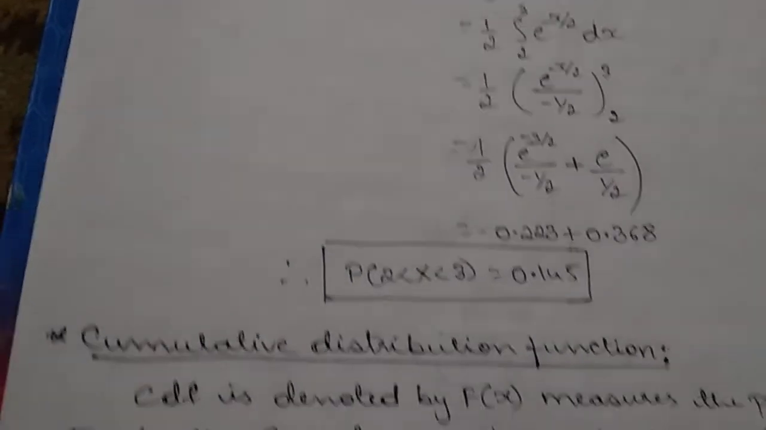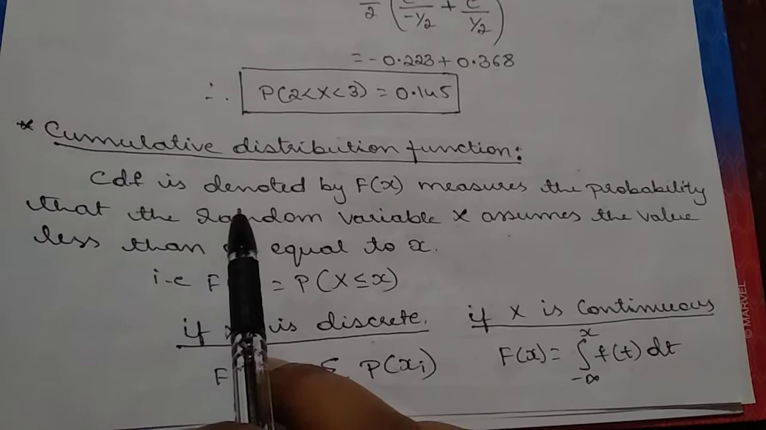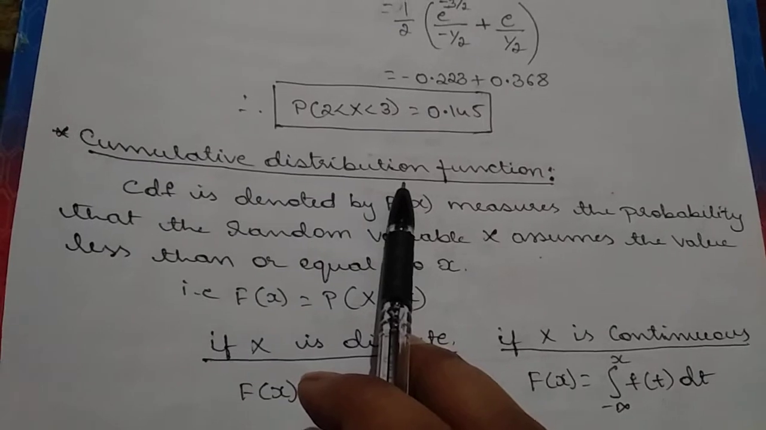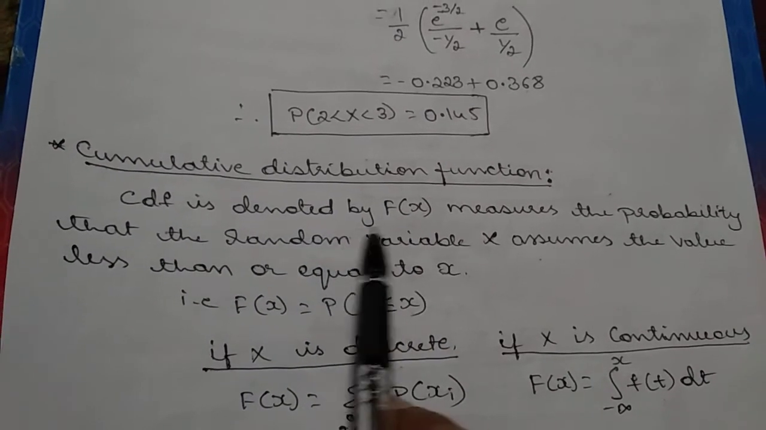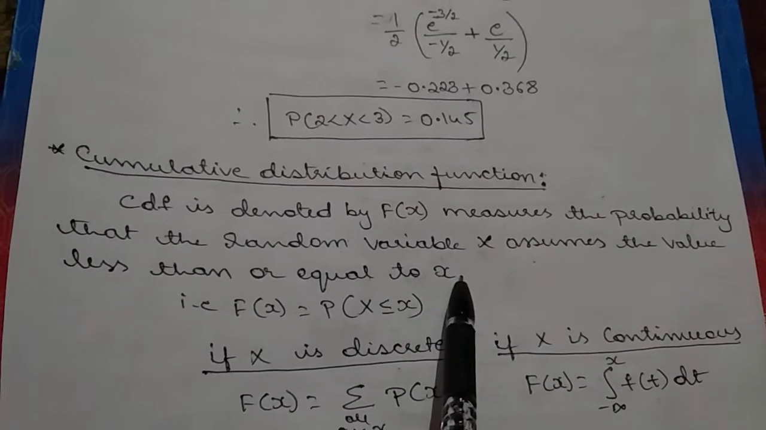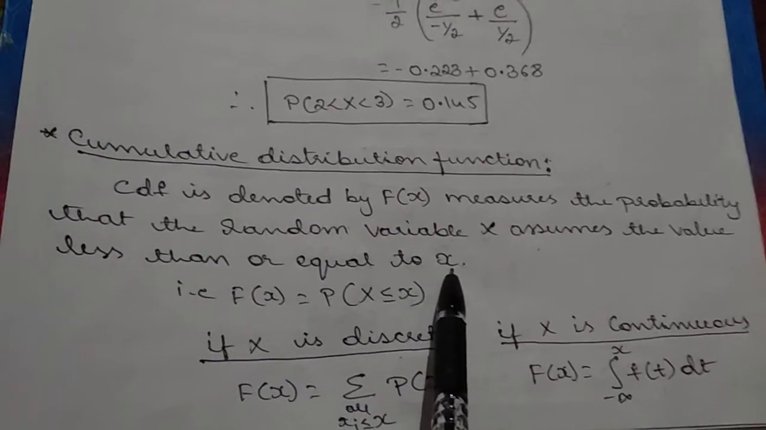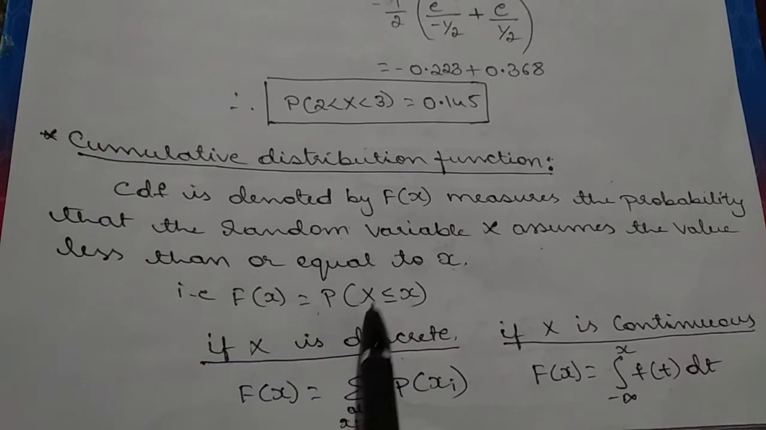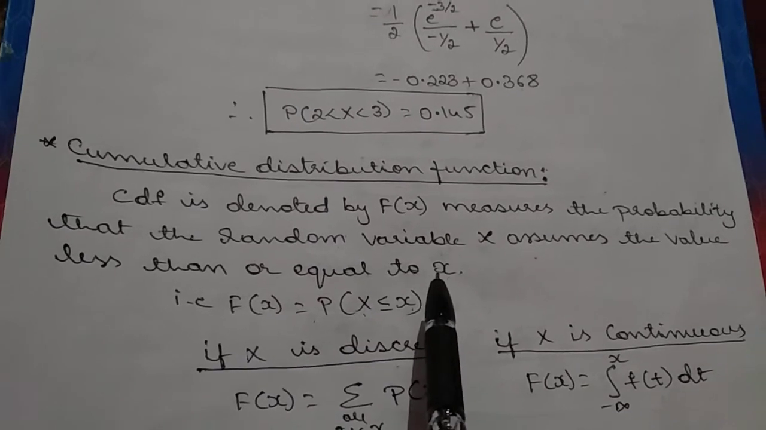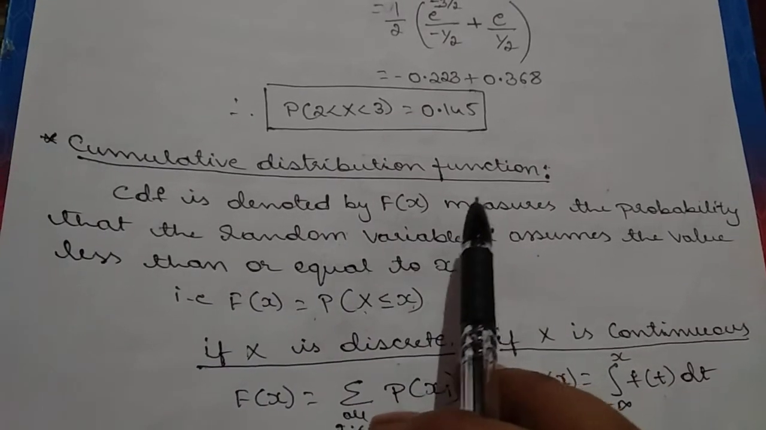Okay, and then next I'll go for the cumulative distribution function. Here the cumulative distribution function is given by f of x. What do you mean by this cumulative distribution function? This measures the probability that the random variable x assumes a value less than or equal to x. That is, f of x is equal to p of x less than or equal to x, meaning the random variable takes a value less than that number. That is called your cumulative distribution function.